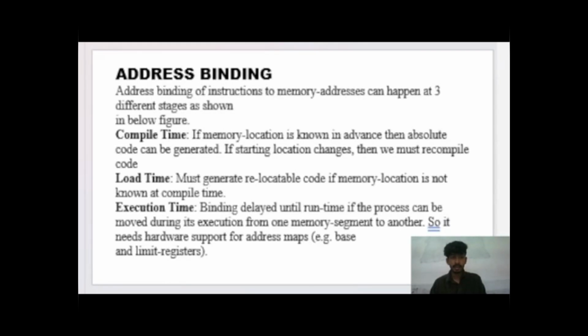Next is address binding. Address binding of instructions to memory addresses can happen at three different stages. The first one is compile time, the next one is load time, and the last step is execution time. First, we want to see what compile time is.